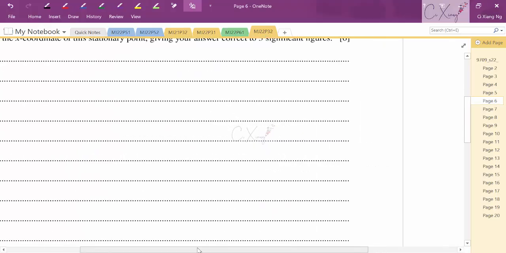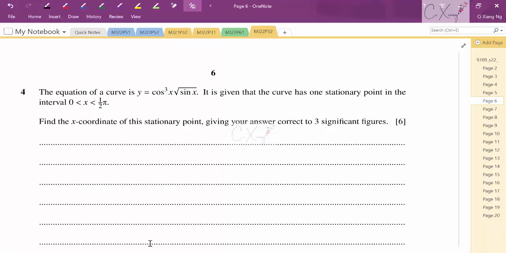Question number 4. For question number 4, we have the equation of a curve, given like this. We know that the curve has one stationary point in the interval from 0 until pi over 2. Find the x-coordinate for the stationary point and give the answer correct to 3 significant figures.